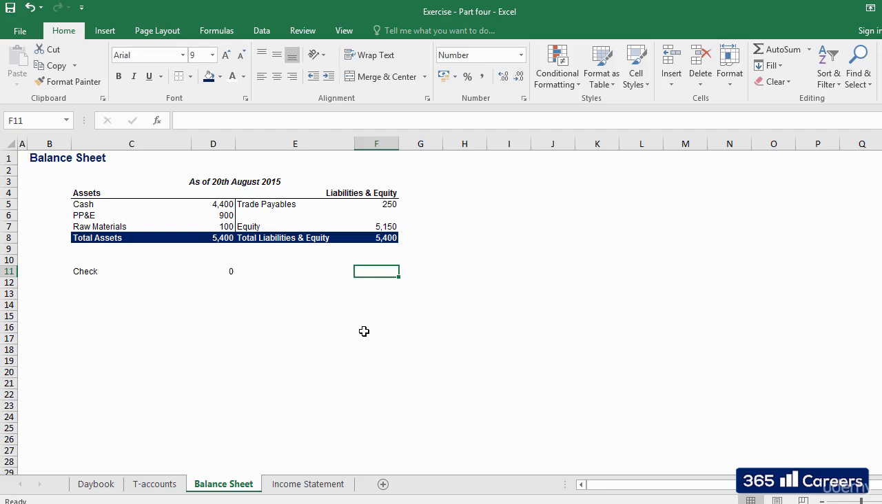I am sure that at this point you've learned all the important mechanics in bookkeeping and drafting of financial statements. There is a lot more to be learned, but this is already a very solid foundation. Congratulations for completing this exercise.